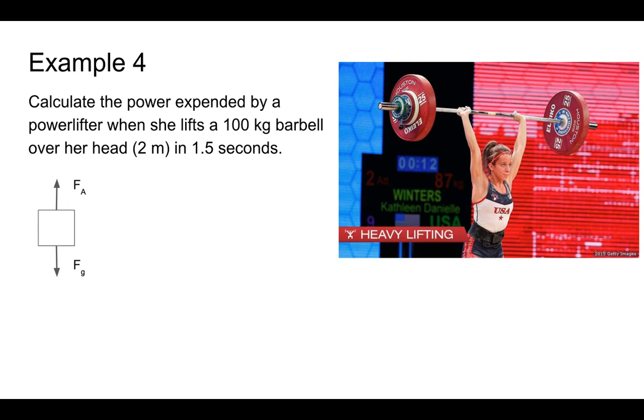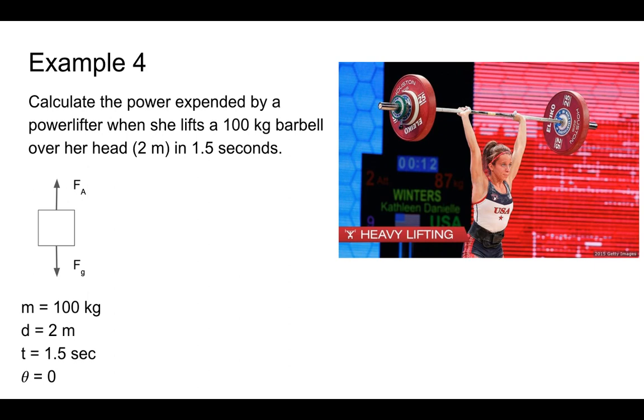Now we're going to write down our givens. The mass of the barbell is 100 kilograms. We know that she's lifting it over her head, a displacement of 2 meters, and that time is 1.5 seconds. Okay. Now, after this, we want to write down our equation. So we want to know what the power expended by that weightlifter is.